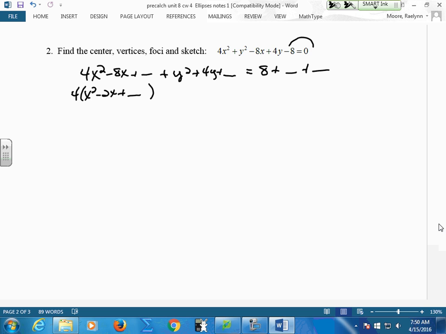Can we complete this square? What's half of 4? 2. What's 2 squared? 4. Okay. What's half of negative 2? Negative 1. And what's negative 1 squared? 1. So what do I add to the other side? 4. Bring it out of this.